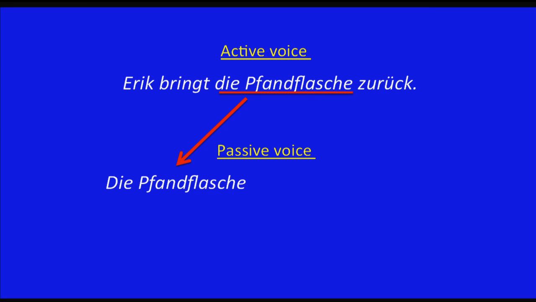Die Pfandflasche. Now, a Pfandflasche is a bottle that you get something back for when you bring it back to the grocery store. A deposit bottle. And we've been talking about that, Alex, in this chapter. Die Pfandflasche. And what do you think is going to go next? Because this is a passive voice, what kind of verb is going to follow? We're probably going to need some form of werden. Ah, you're right. Die Pfandflasche wird. And then we're going to have to end with something that comes at the end of all passive voice. And it is called the participle. And here it is, zurückgebracht.